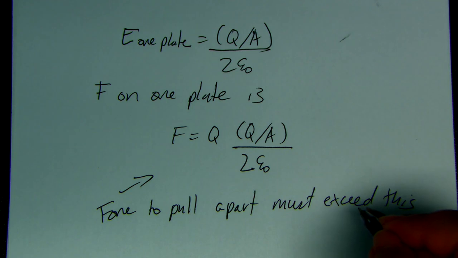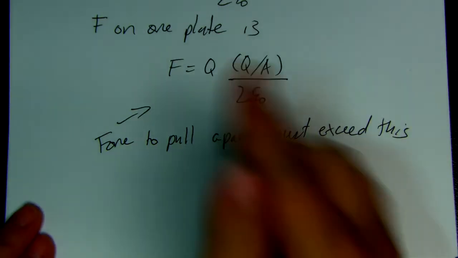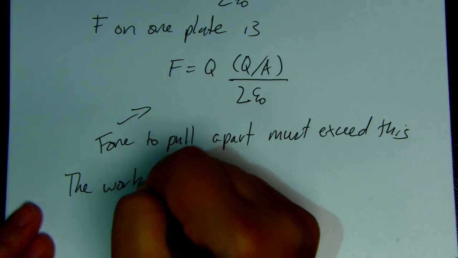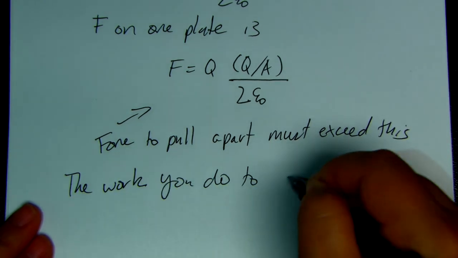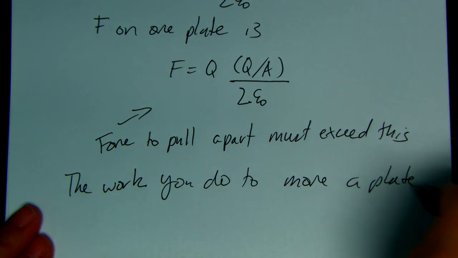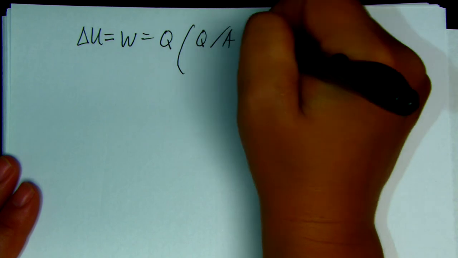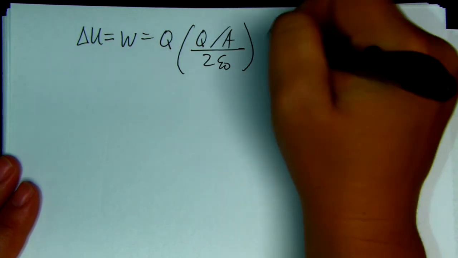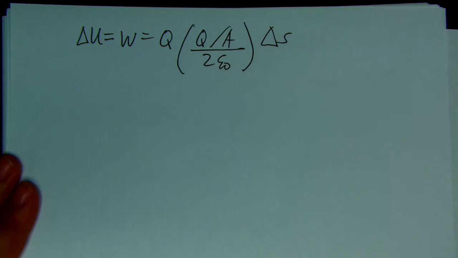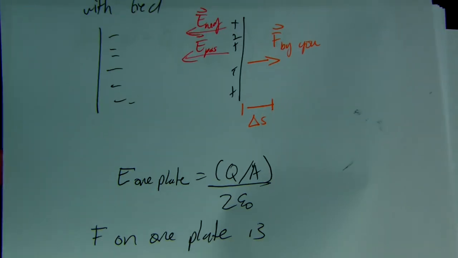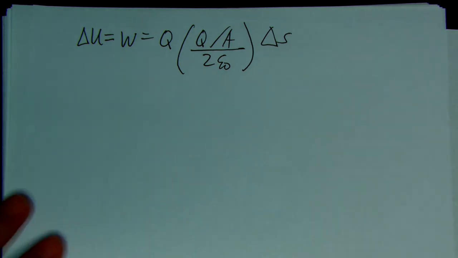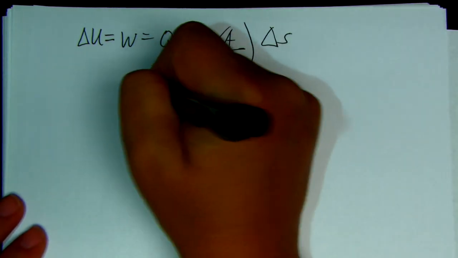Otherwise, you'll be unsuccessful. So you're doing some work on the plate. So the work you do to move a plate is coming up on the next page. Delta U is equal to work is equal to Q over A 2 epsilon naught times delta S. So if you recall, delta S is how much you're moving it.